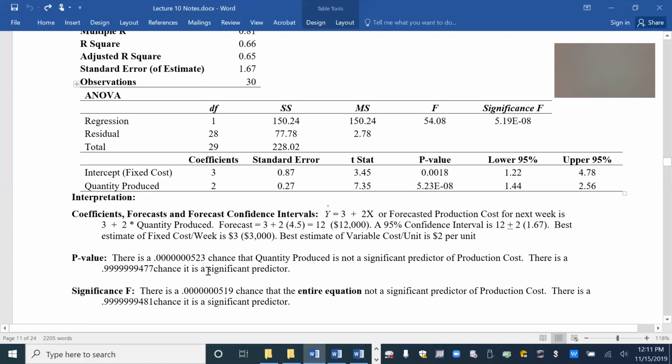Yes, sir. Like if this was based on a long-term model, would you not have fixed costs? Okay, and supposedly, according to economists, in the long run, there are no fixed costs. So that is true. It's a short-run model.